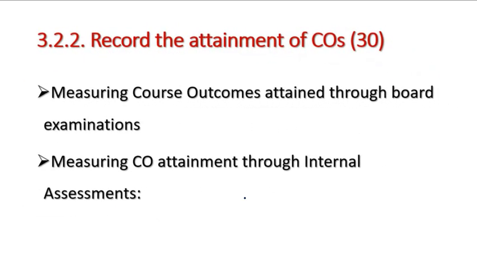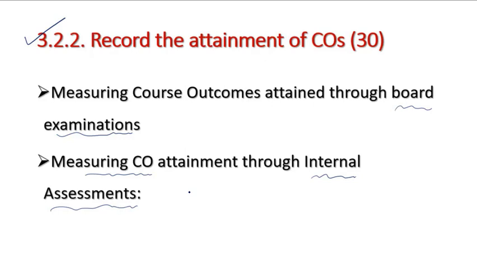Under sub-criterion 3.2.2, there are two computation processes. First is measuring course outcomes attained through the board examinations, and then measuring course outcomes attained through internal assessment. So in most of the institutes, there are two components. One is internal assessment and another is end semester examination.